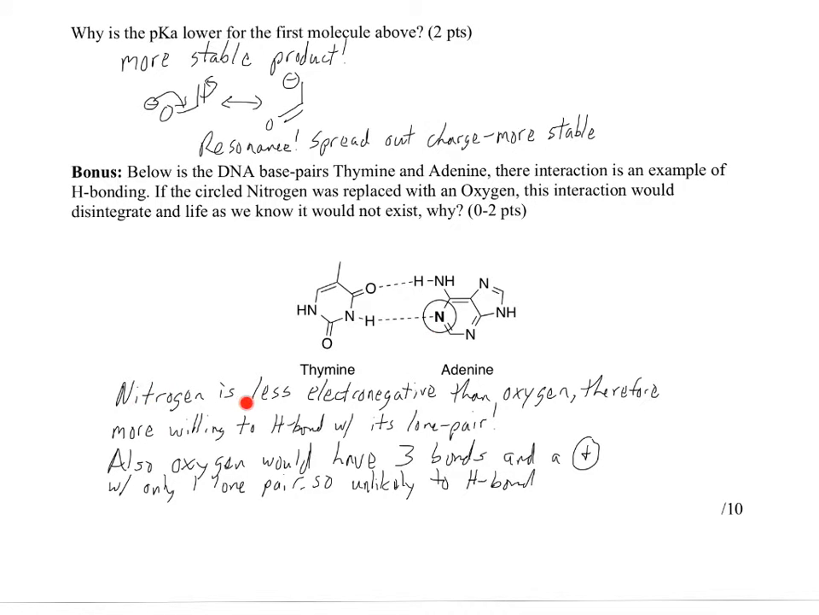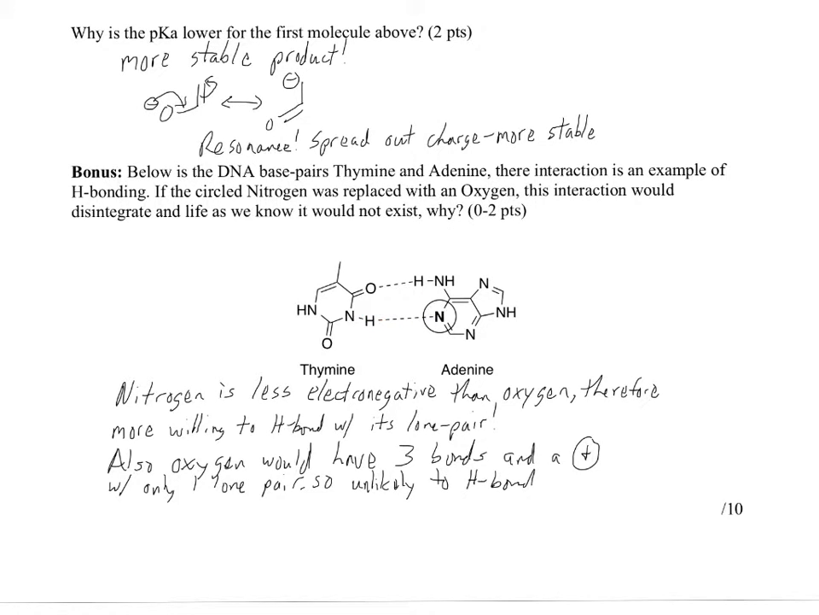The big difference is nitrogen is less electronegative than oxygen. Therefore, it's more willing to hydrogen bond with this lone pair, right? So remember this, there's a lone pair in this nitrogen that's helping do this hydrogen bond interaction. If that was an oxygen, it's more electronegative, so it holds its lone pairs tighter. You wouldn't want to do this interaction.